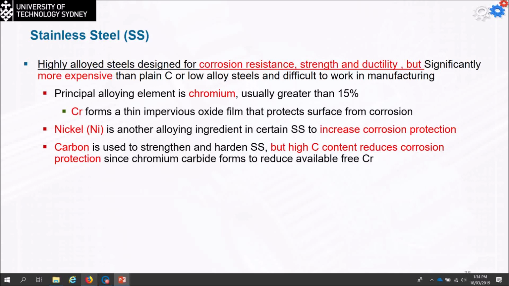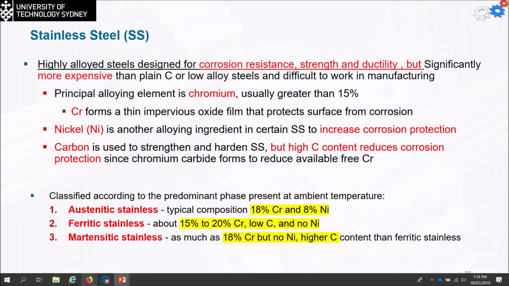So, classified according to the predominant phase present at ambient temperature, we have the austenitic stainless steel, where a typical composition is 18% chromium and 8% nickel. The ferritic stainless steel has 15 to 20% chromium, low carbon, and no nickel in it. And the martensitic stainless steel has 18% chromium, no nickel, and higher carbon content than the ferritic stainless steel.